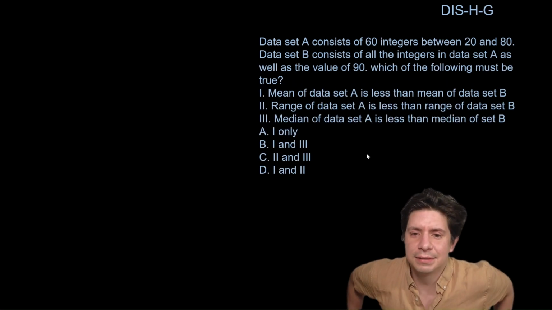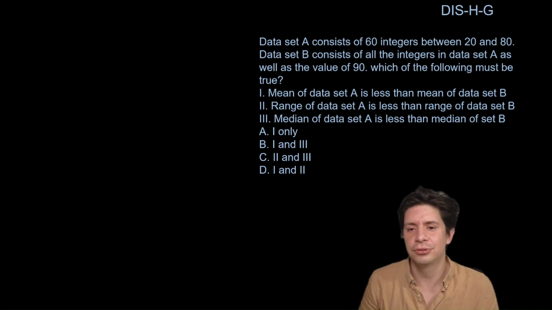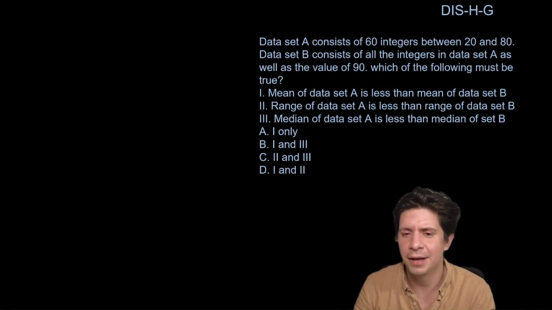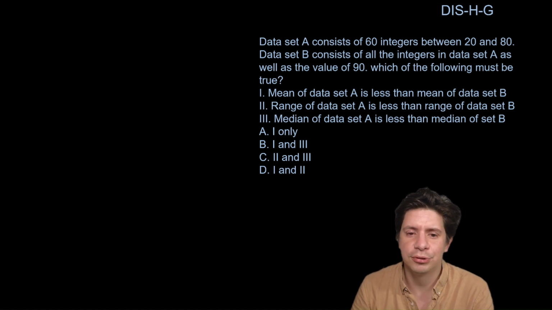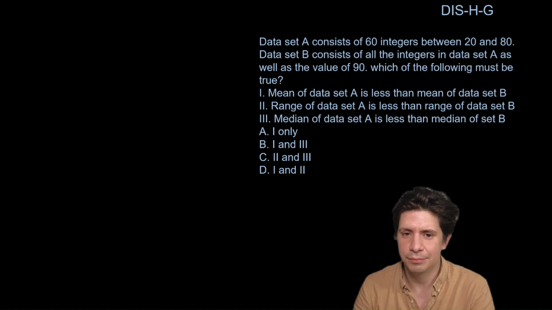Dataset A consists of 60 integers between 20 and 80. Dataset B consists of all integers in dataset A as well as the value of 90. Which of the following must be true? Mean of dataset A is less than the mean of dataset B. Range of dataset A is less than the range of dataset B. And median of dataset A is less than the median of dataset B.